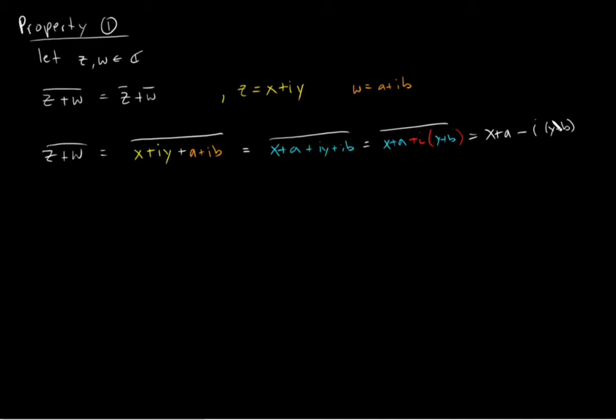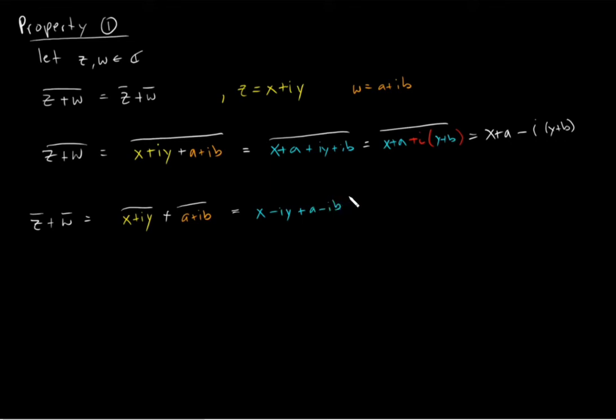Now let's go on the right-hand side, the sum of the conjugates. So z bar plus w bar. Make the substitutions for z and w. z is going to be x plus iy, so x plus iy, and draw the conjugate bar up top. And then we have w is equal to a plus ib. Draw the conjugate bar up top. Now we go ahead and take the conjugate. So we end up with the following. We end up with x minus iy plus a minus ib.